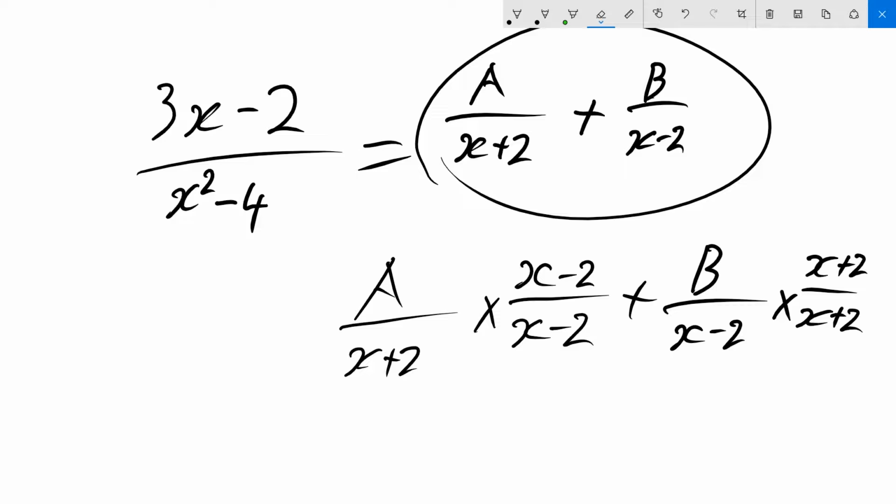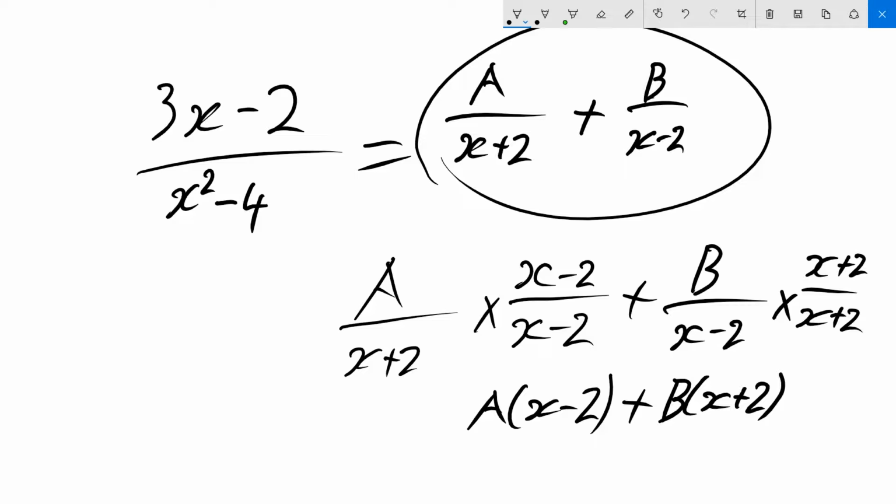So that will now become a lots of x minus 2, we'll leave it like that, plus b lots of x plus 2 divided by x plus 2 lots of x minus 2. And we don't have to expand this denominator here because we're not concerned about it. We are concerned about this numerator here and solving for a and b.